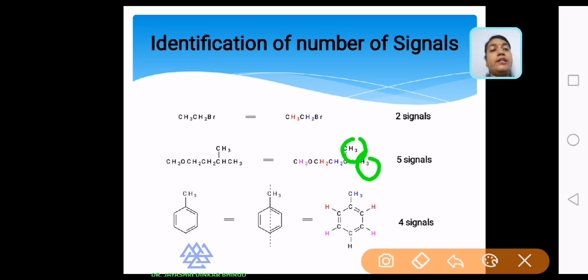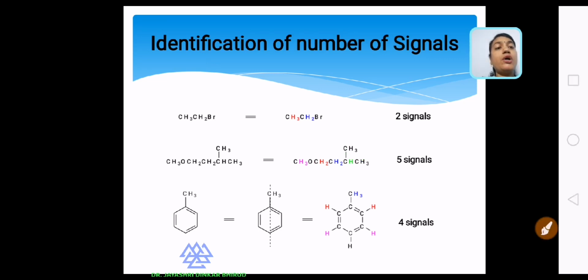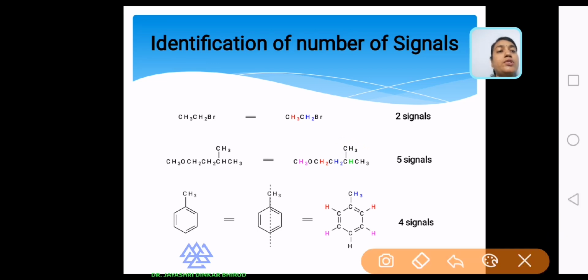See here, this example also contains another CH3 group, but this CH3 group is attached to the OCH2 group. Therefore, this CH3 group is in a different chemical environment in comparison to the first CH3 groups. So, in counting the signals in this example, one is for the CH3 groups and the second is for the other CH3 group. There are two signals.